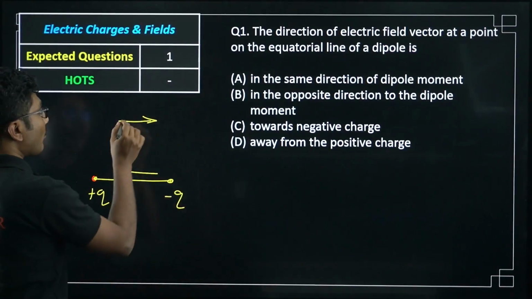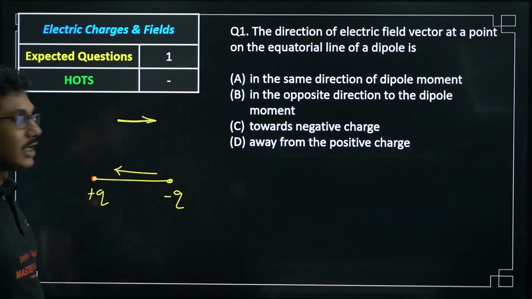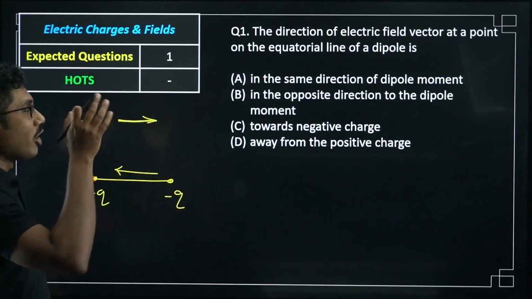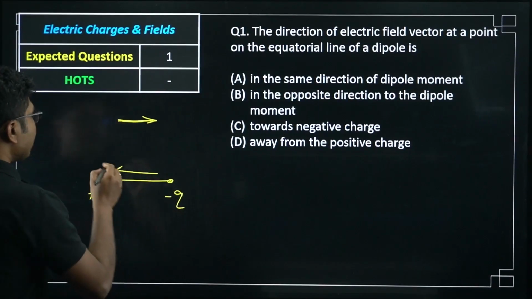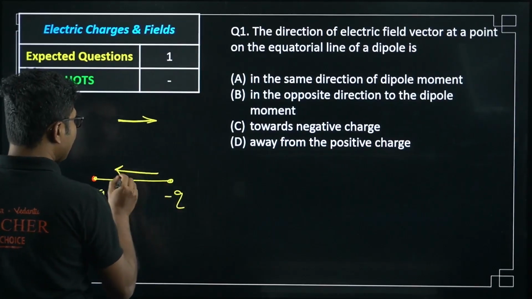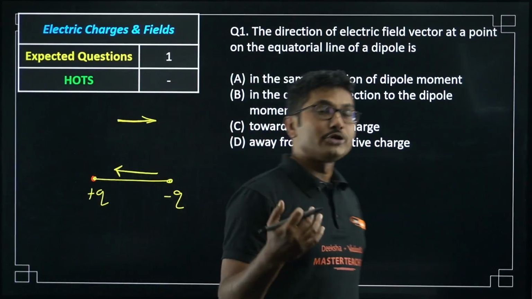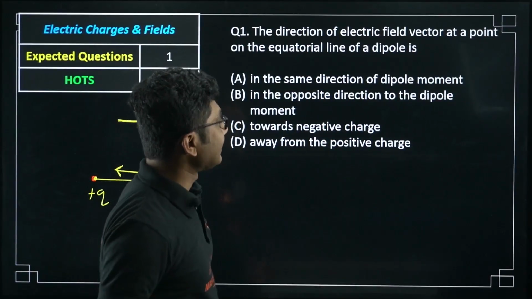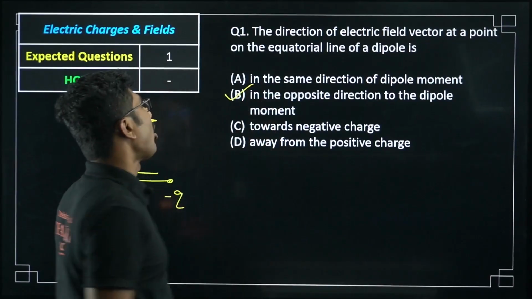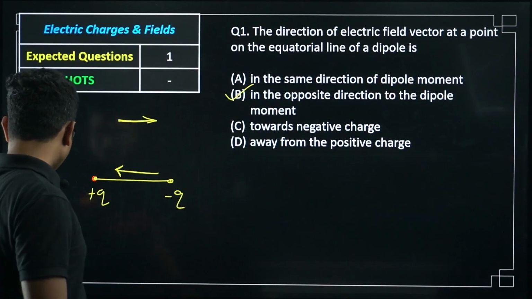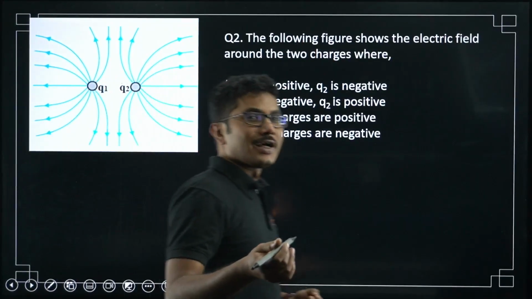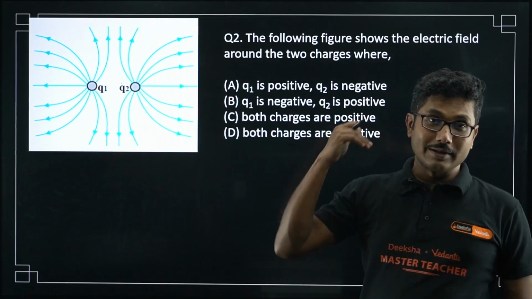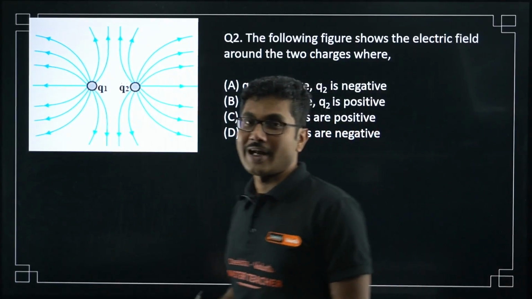Now you might ask, sir, why is it not towards the negative charge? Because the equatorial plane is a plane, so not always will it be towards the negative charge. You cannot generalize it like that. So you have to mention that it is opposite to that of the dipole moment. So the direction is in the opposite direction of the dipole moment. Option B is the correct answer. Now I have a tendency, sometimes I answer it correctly and later on I mark a wrong option. So if you find any such discrepancies in my videos, don't forget to mention that in the comments below.